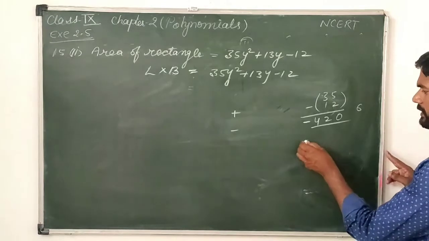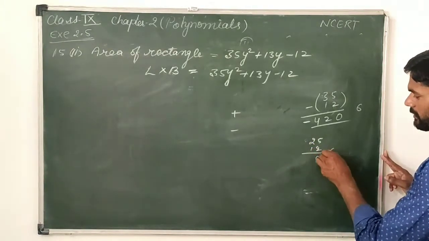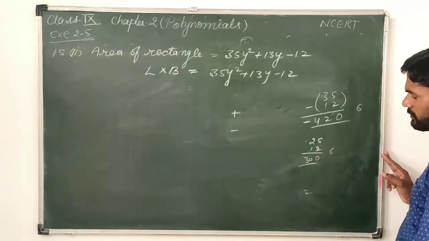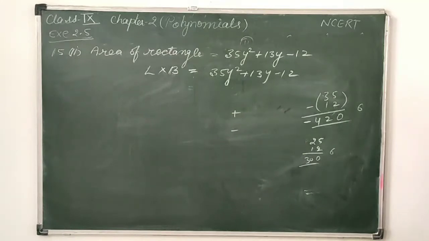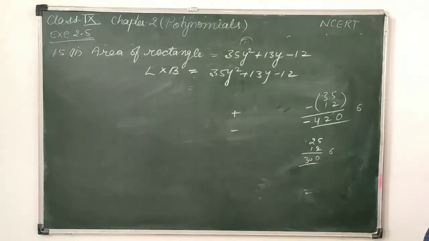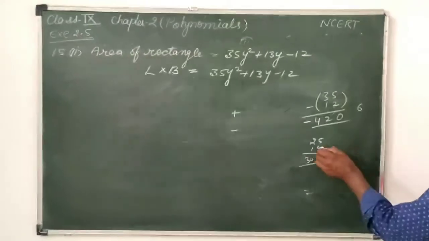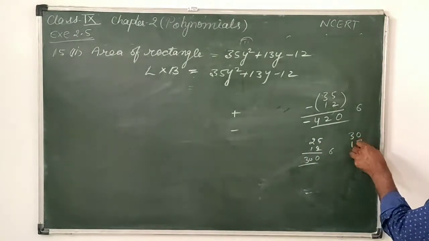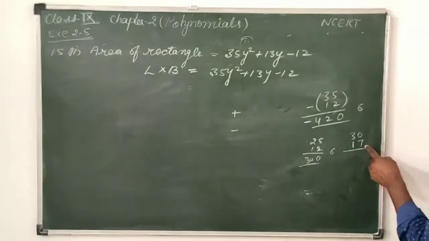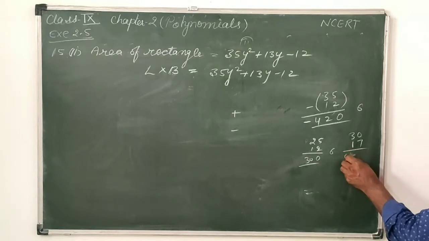25 and 12 चेक करते हैं. 25 into 12 is equals to 300, so it is not possible. Check. Next we need 42, then 35, no, 25, 30 and 17. 50 बजे तो ज्यादा चला गया.